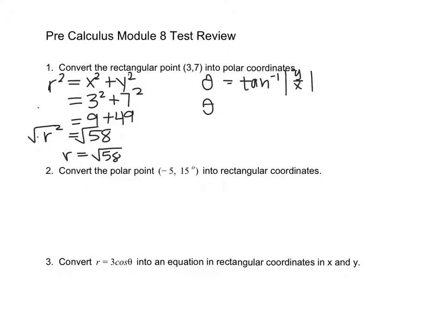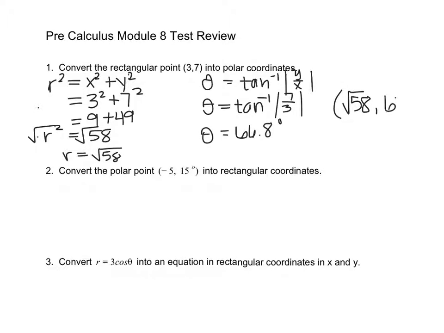Solving for theta, we get theta equals the tangent inverse of the absolute value of 7/3. Now the absolute value of 7/3 is just 7/3, so the tangent inverse of 7/3 gives us that theta equals 66.8 degrees. And because our rectangular point is in quadrant 1, our polar coordinate is as well, so our reference angle of 66.8 degrees is our theta for our point. So our polar coordinate is the square root of 58, 66.8 degrees.